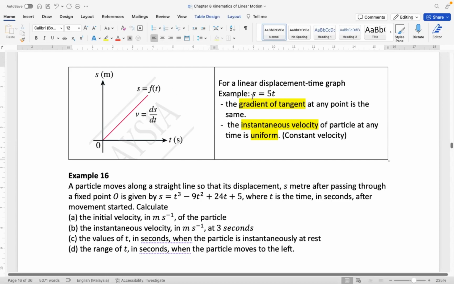For this kind of graph, the gradient of the tangent at any point is the same. Let's say I have a point here and a point here. If I draw a tangent line for both of them, I notice that the gradient of the tangent for both points will be the same. The gradient of the tangent for a displacement function is ds/dt, and ds/dt is actually v. That means the instantaneous velocity for every point here is the same. We say that the instantaneous velocity is uniform, or you can also say that they have a constant velocity.